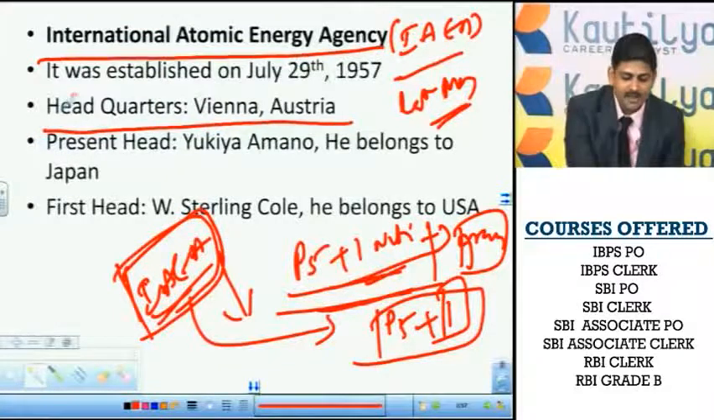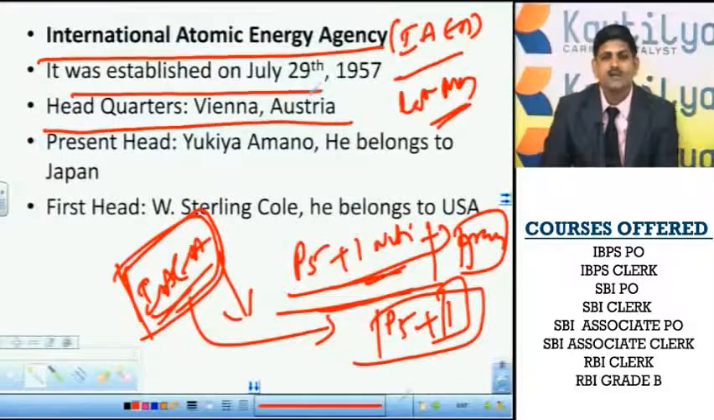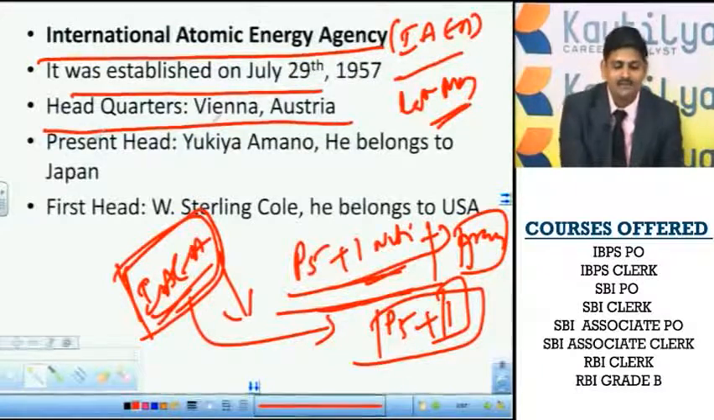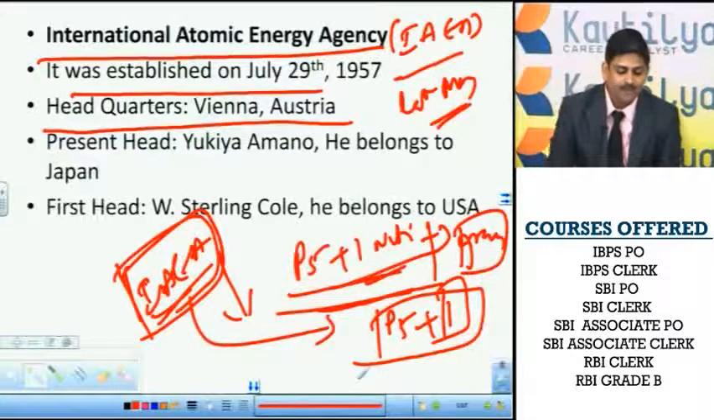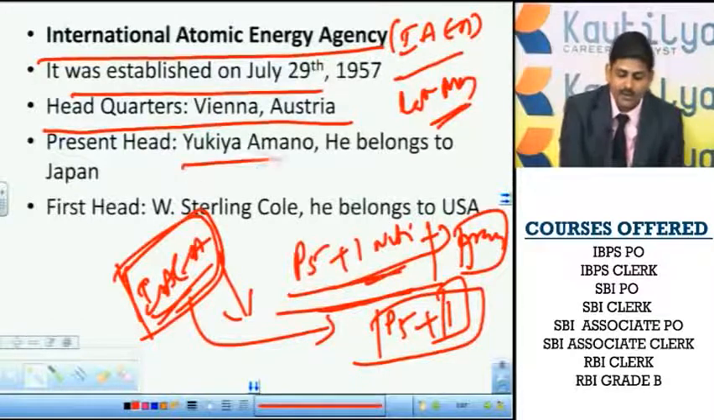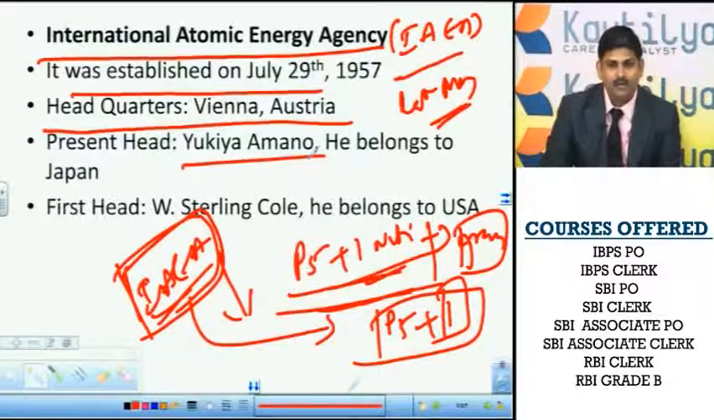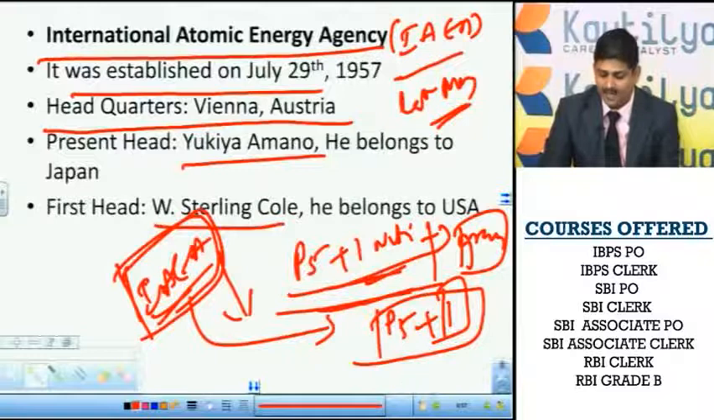Before this, we will see that it was established on July 29th, 1957. Its headquarters is in Vienna, the capital of Austria. Its present head is Yukio Amano, who is from Japan, an Asian country. The first head was Sterling Cole, a USA citizen.